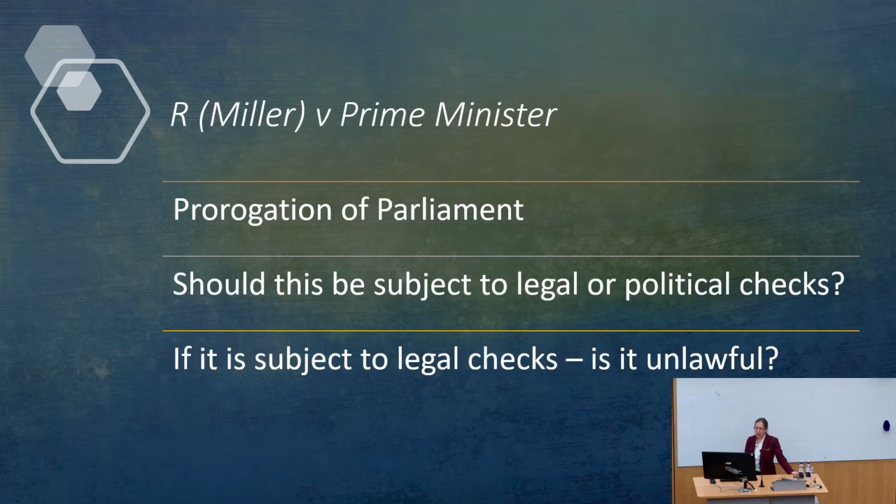Now, what happened in the Miller case was you had a decision to prorogue Parliament. The Prime Minister asked the Queen if he could prorogue Parliament for 5 weeks. Normally, prorogations are about a week. So this was an unusual prorogation. And the question that arose was, can we go to court to check whether this prorogation was lawful or not?